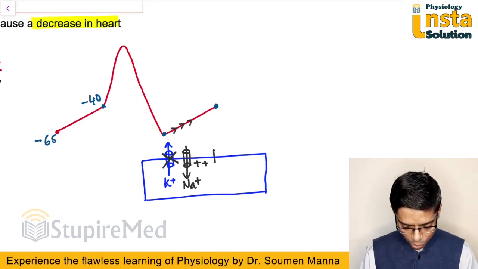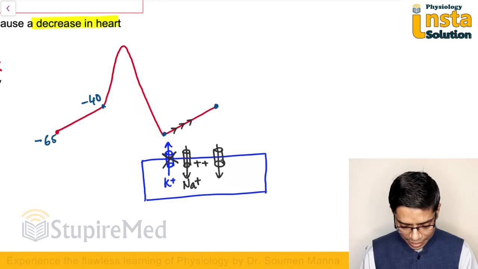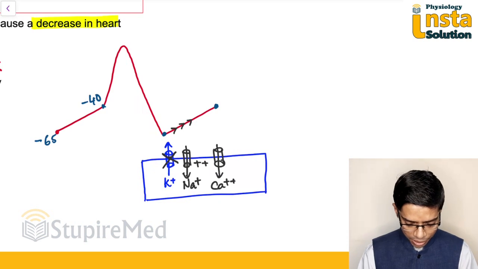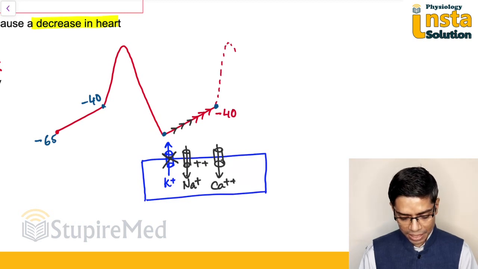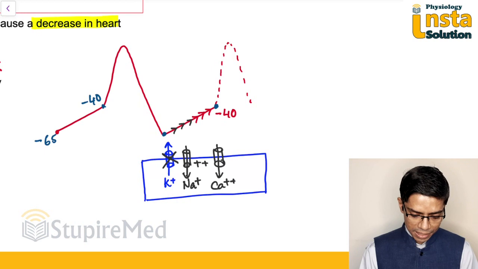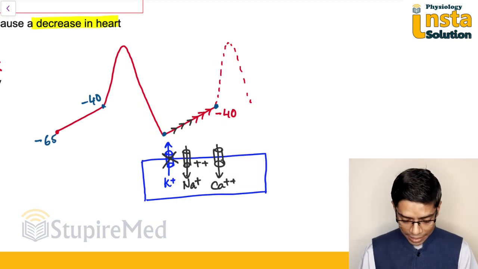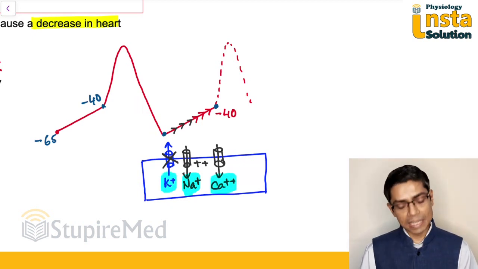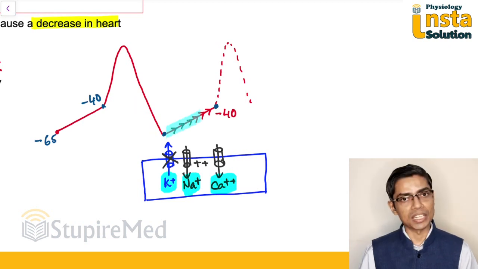Along with that, it will also open up a T-type calcium channel in the later part of this prepotential, because of which it will further move up to -40 millivolt, and then it will cause action potential generation, because -40 is the threshold voltage of the nodal tissue. So from this discussion, increasing sodium permeability, increasing calcium permeability, and decrease in potassium permeability are responsible for this prepotential generation.